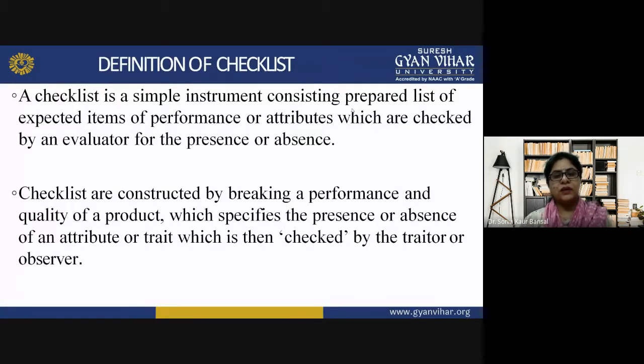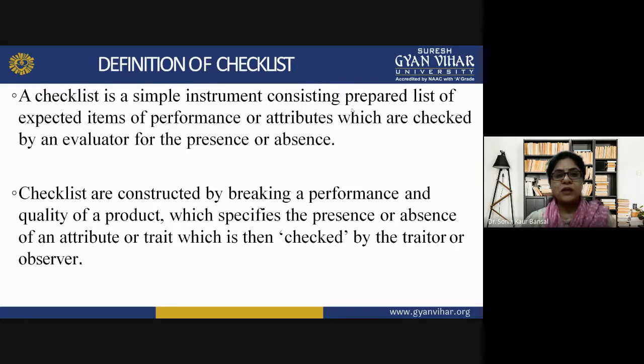Now we are going to define the checklist, what it is and how it works in research work. A checklist is a simple instrument, students, consisting of a prepared list of expected items of performance or attributes which are checked by an evaluator for the presence or absence. It means you are giving a particular task to your students, for example, and you have made a checklist on the basis of their performance, whether they have done it or not done it. You decide some dimensions or parameters, and on the basis of that, you just tick right or wrong, correct, incorrect, yes or no. So evaluation is done on the basis of the presence or absence of components.